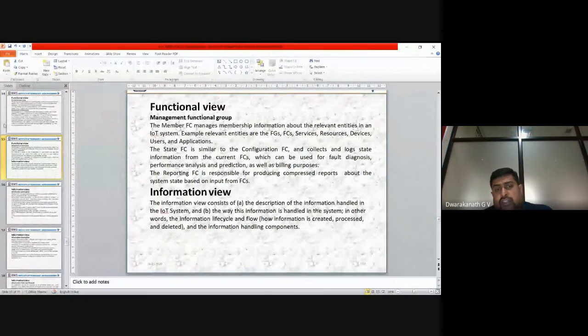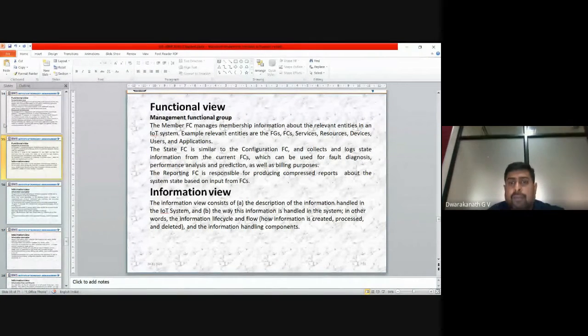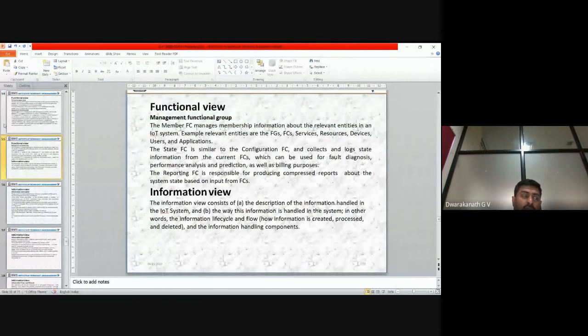Now coming to the next, the information view. In an information view, how are we going to view information? How will the information be taken from the data, the figures and the facts? That is what we are going to discuss in this particular topic.